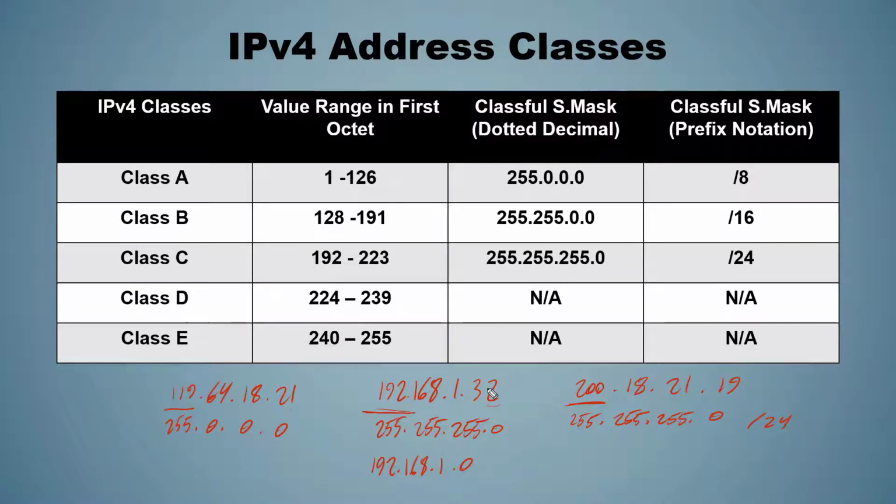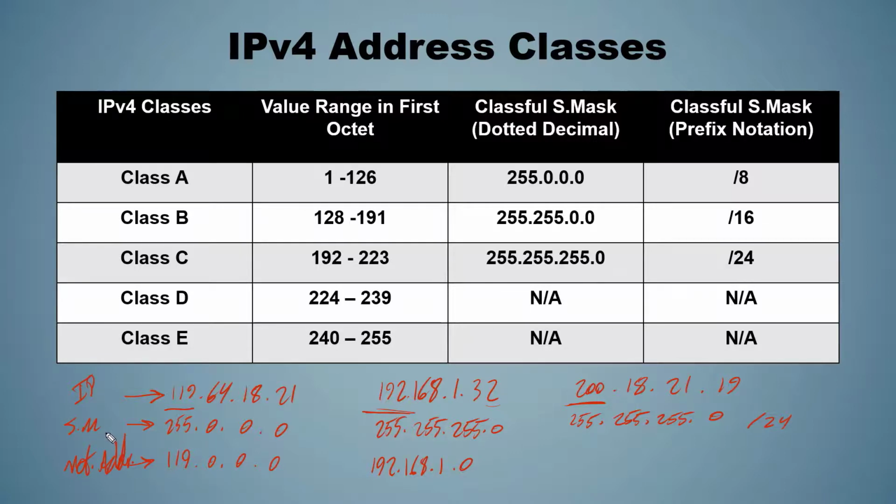If I ask you a question, can you tell me the network address for this IP address? You can pause the video. Very good. This is class A. So in class A, default subnet mask, only the first octet is the network portion, right? Therefore, if I want to write down the network address for this IP address, the network address would be 119.0.0.0. And .64.18.21, that's the host portion. So here is the IP address, and here is the network address, and here is the default subnet mask address for class A.